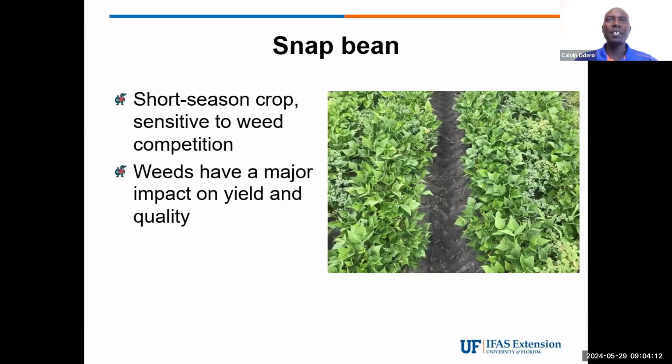Snap bean, as you're all aware, is a very short season crop that is very sensitive to weed competition. Snap bean plants will compete poorly against weeds. As you know, weeds will compete with bean plants for water, nutrients, and sunlight, and thereby decrease crop yield and quality. Several studies have documented yield losses in snap beans and similar species such as dry bean of up to 80% or more from weed interference, depending on the weed species composition or density.